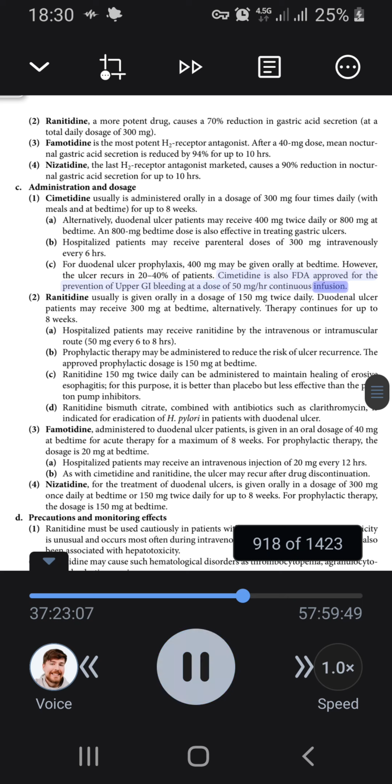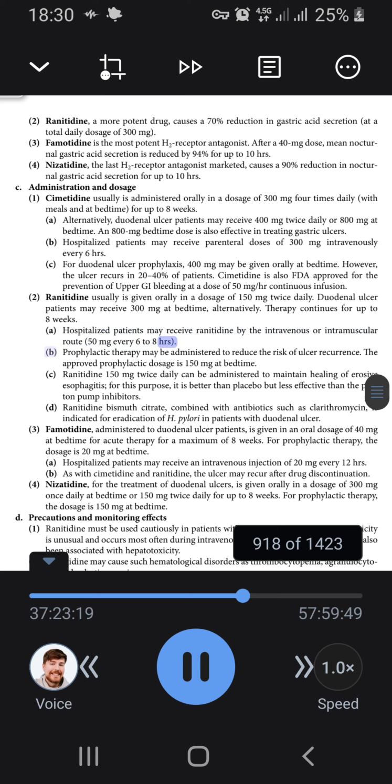infusion. 2. Ranitidine usually is given orally in a dosage of 150 milligrams twice daily. Duodenal ulcer patients may receive 300 milligrams at bedtime. Alternatively, therapy continues for up to 8 weeks. a. Hospitalized patients may receive ranitidine by the intravenous or intramuscular route, 50 milligrams every 6 to 8 hours.